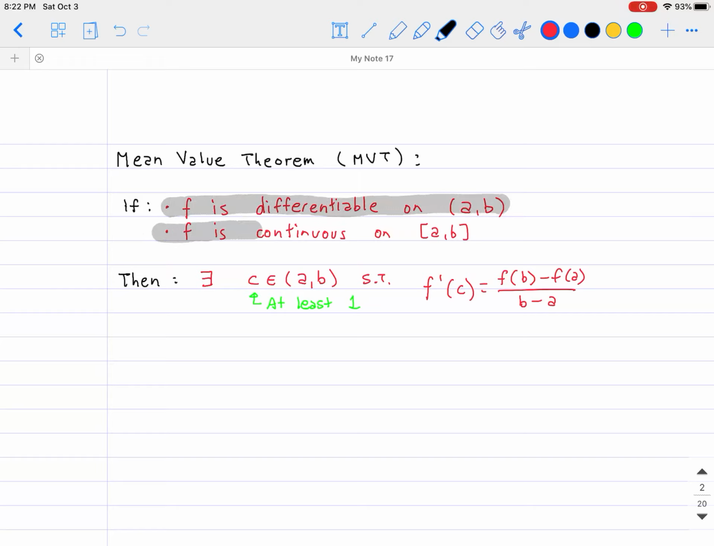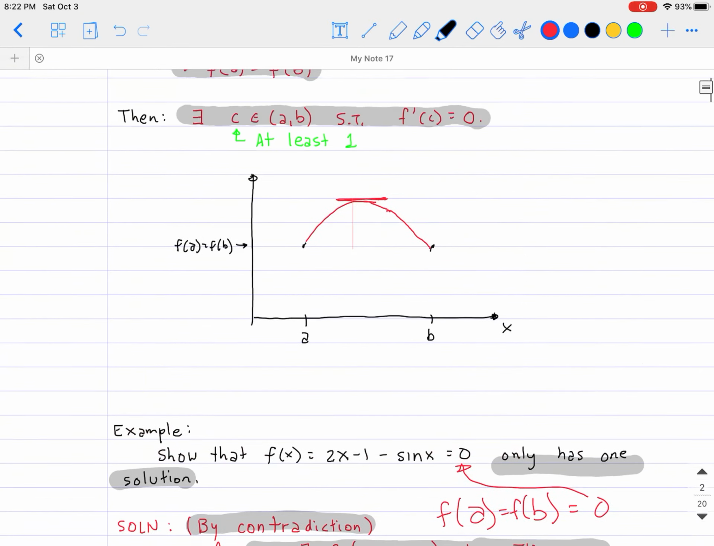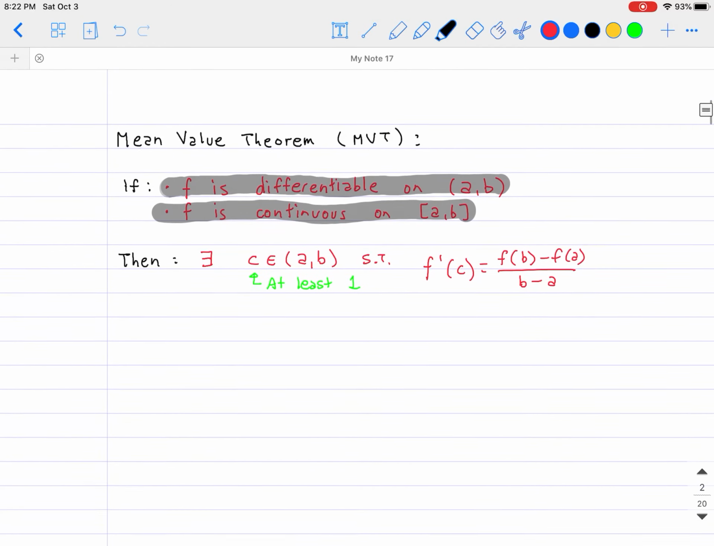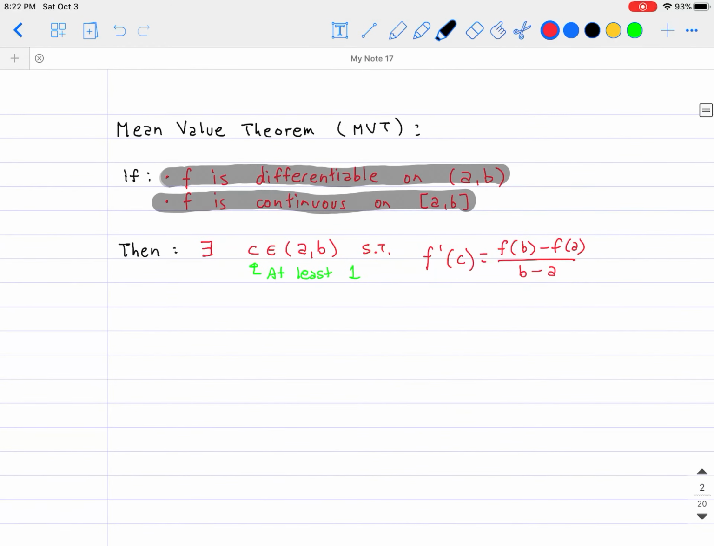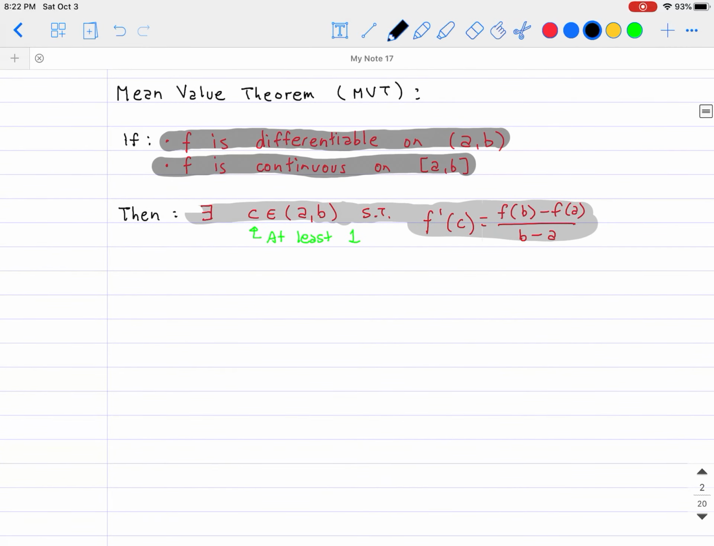The if statement is that f is differentiable on a to b, and f is continuous on the closed interval of a to b. Now, the restriction that we don't have in this case is f of a is equal to f of b. So that means the y values do not have to be equal to each other. Then the conclusion of the mean value theorem is that there exists a value c within the interval of a to b, same as before, such that this time we have a different equation. F prime of c is equal to f of b minus f of a, all divided by b minus a.